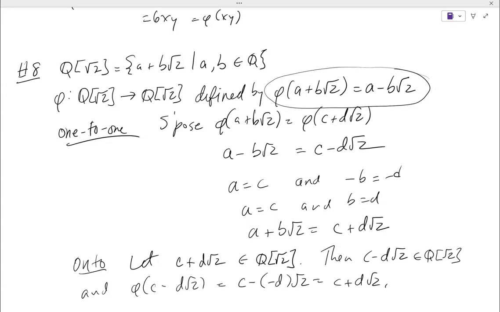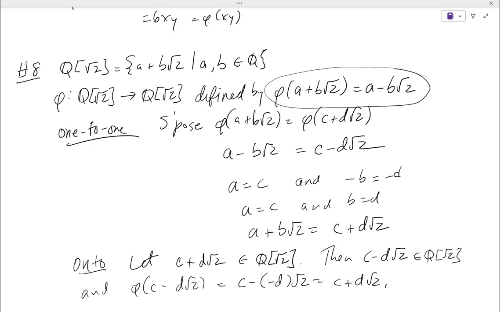So again, to show something is onto, start with an arbitrary element in the codomain. In this case, the codomain is the same as the domain, but start with an arbitrary element of the codomain and find something in the domain that when you plug it into the function, gives you the thing you started with.